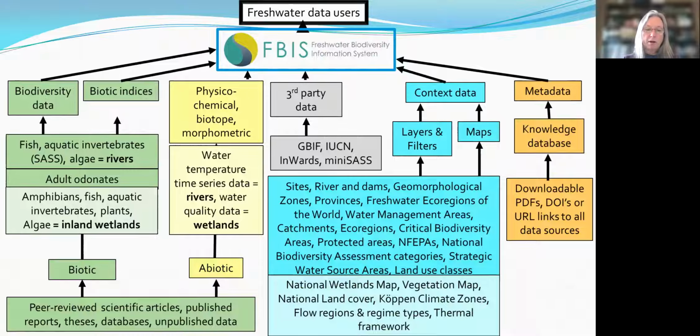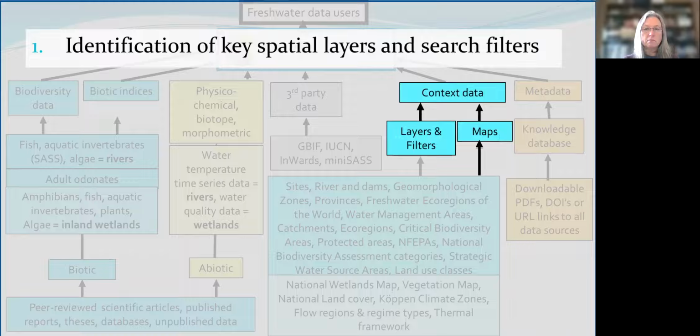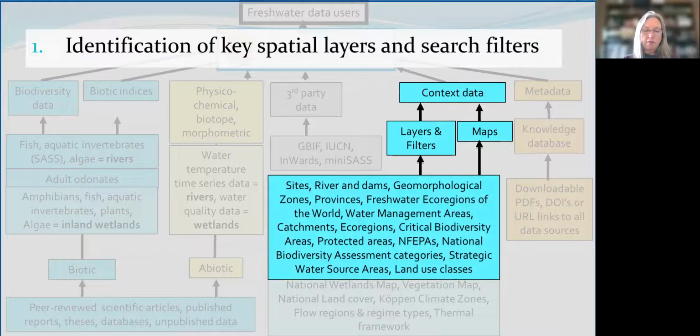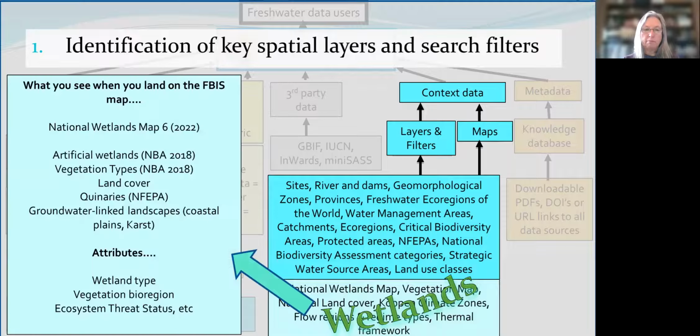Let's return to this organogram from Helen's talk earlier today and match our wetland project activities to the 5 pillars that make up the Freshwater Biodiversity Information System. Wetland spatial layers are used to provide the wetland context data for a particular site. The filters are used to refine the search for a particular record. The existing rivers component of FBIS draws on a number of maps and attributes, and the wetlands component will be built in a very similar way.